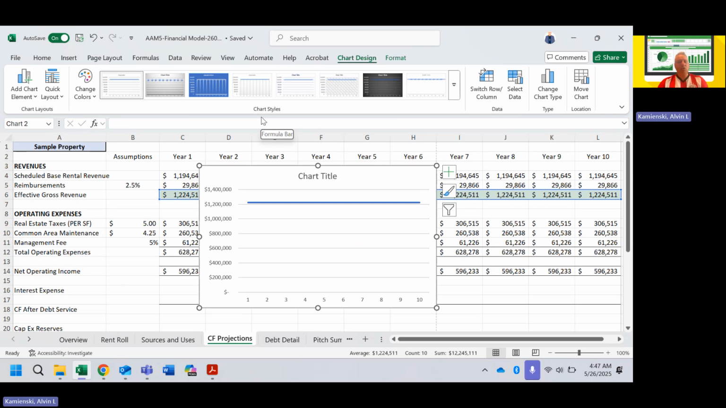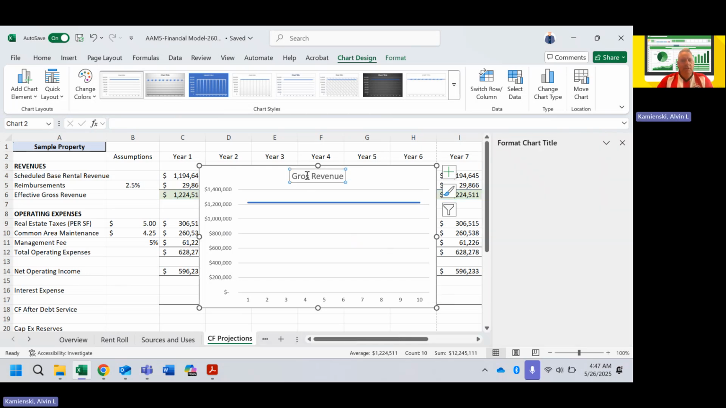And it should dump that right in front of you. Click into the chart title, and let's just call that gross revenue so that we at least know what we are looking at. And so we know that as of right now, nothing is different. Nothing has changed. Let's just see how this might work, though.